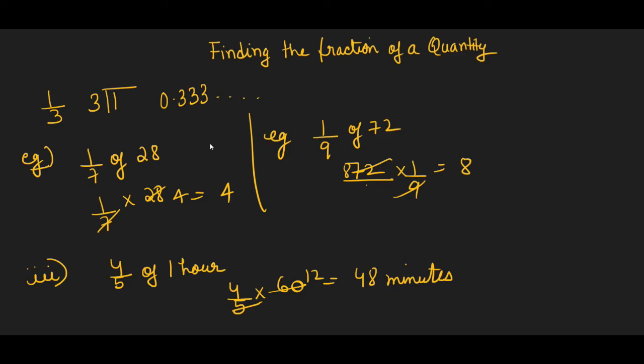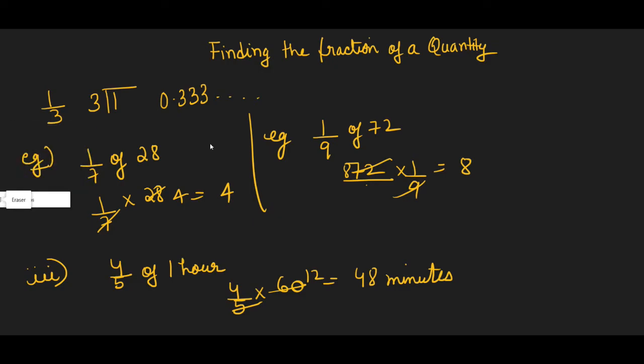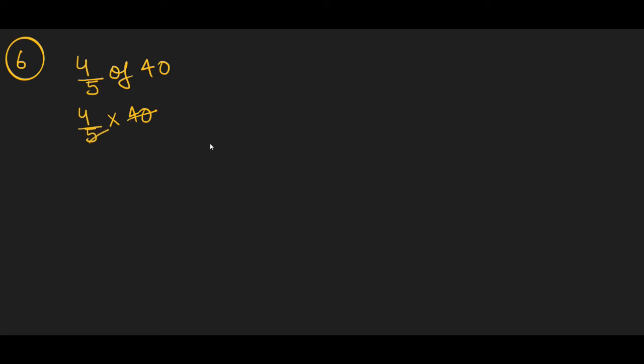So finding the fraction of a quantity. In the exercise, there have been some examples given, some questions given to you, and we can go through them right now just to make this topic more clear. In the exercise, you have 4 by 5 of 40. Simply 4 by 5 into 40. 5 8s are 40, 8 4s are 32.